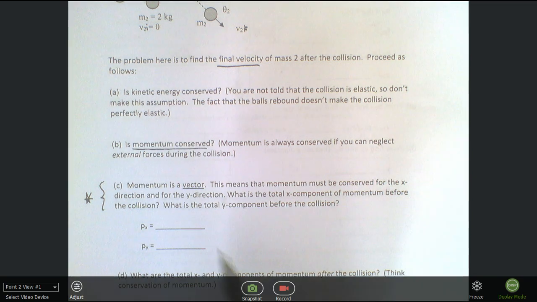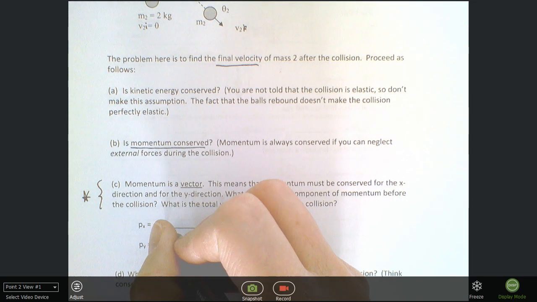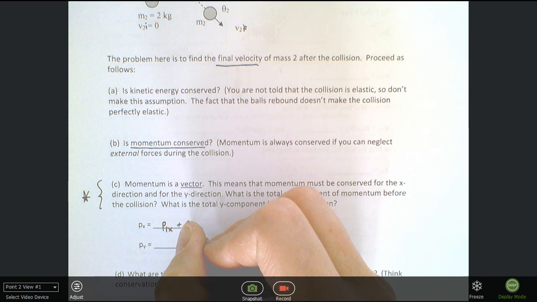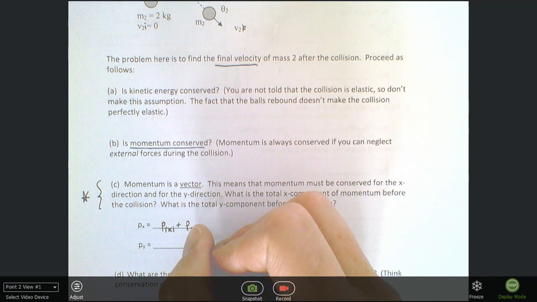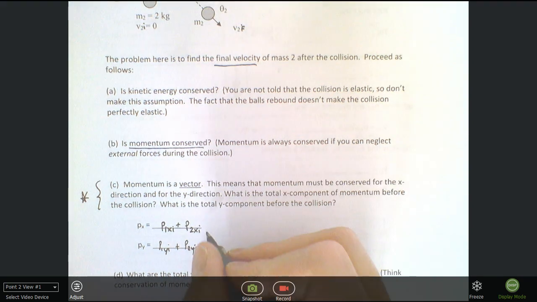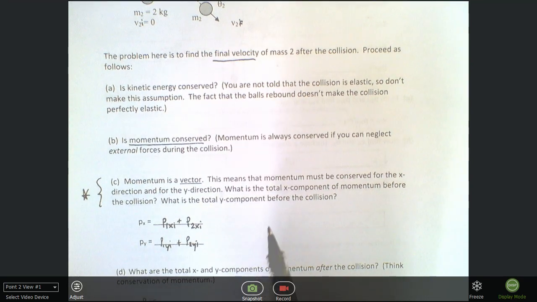Okay. Now, it says here, what is the total x component of momentum before the collision? And what is the total y component before the collision? Now, we're going to look at the two objects. So we know that it's going to be P1x plus P2x initial and P1y initial plus P2y initial. Now, this first block is stationary. So we know that the x momentum and the y momentum for each is 0. We know that. And then we just look at the P1xi.